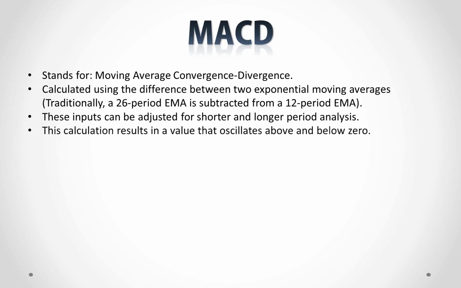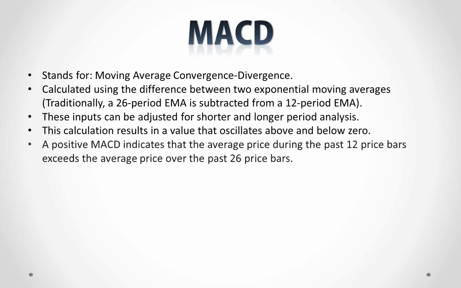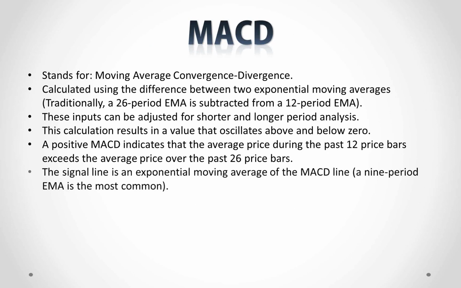So this calculation results in a value that's going to oscillate above and below a zero line threshold. A positive MACD, meaning above the zero line, indicates the average price during the past 12 price bars exceeds the average price over the past 26 price bars. So it indicates that price is trending upwards. And obviously, conversely, when it is below, then it's the opposite.